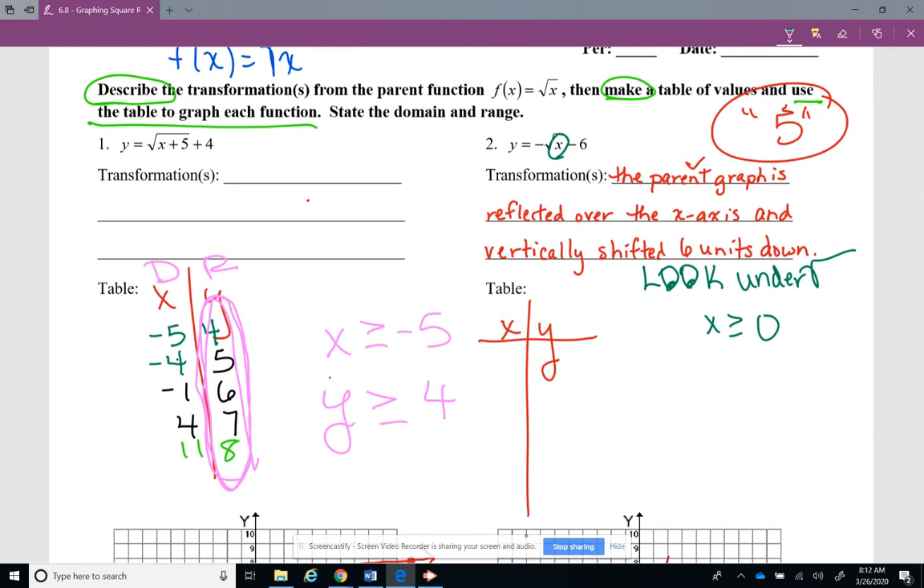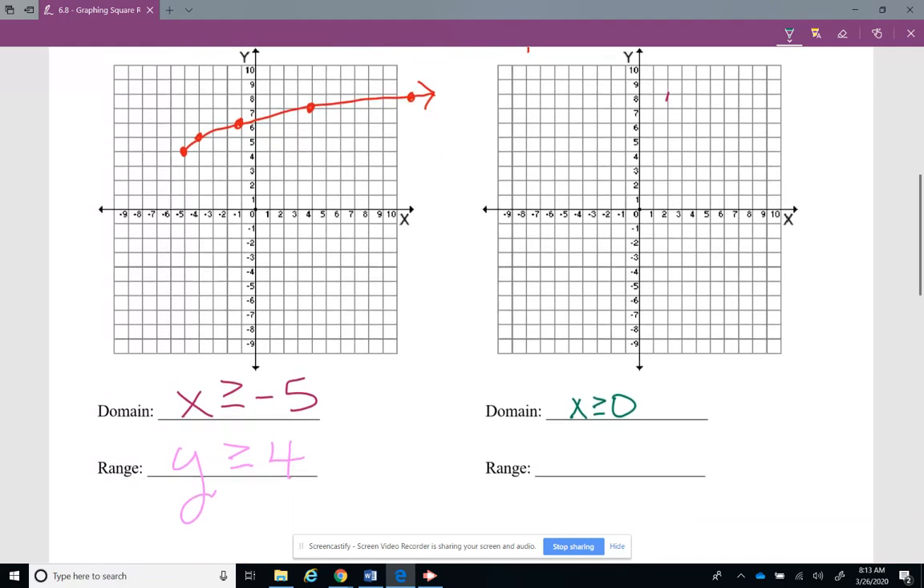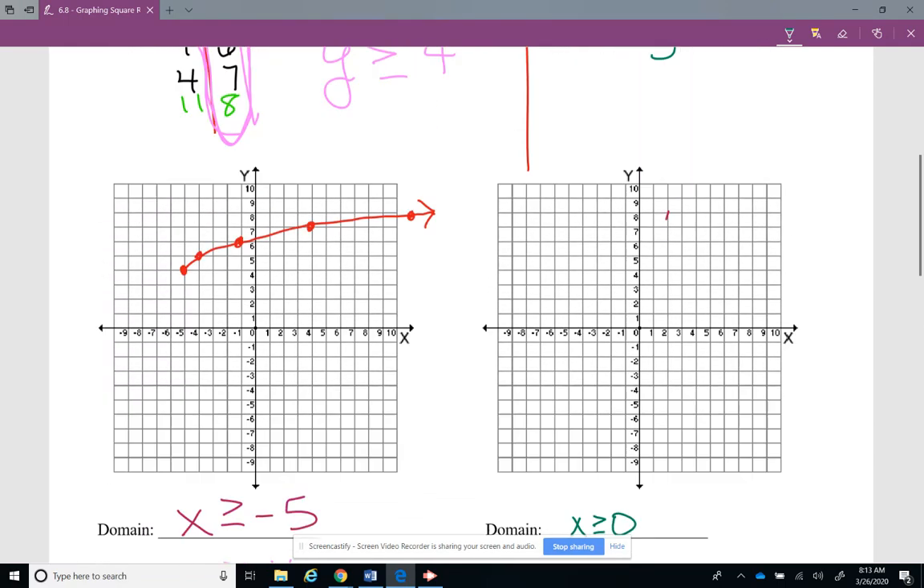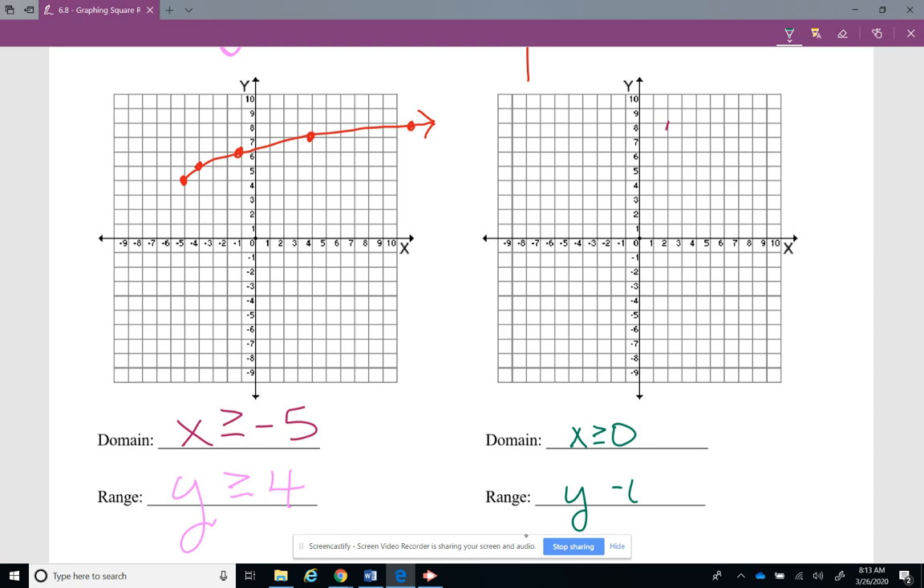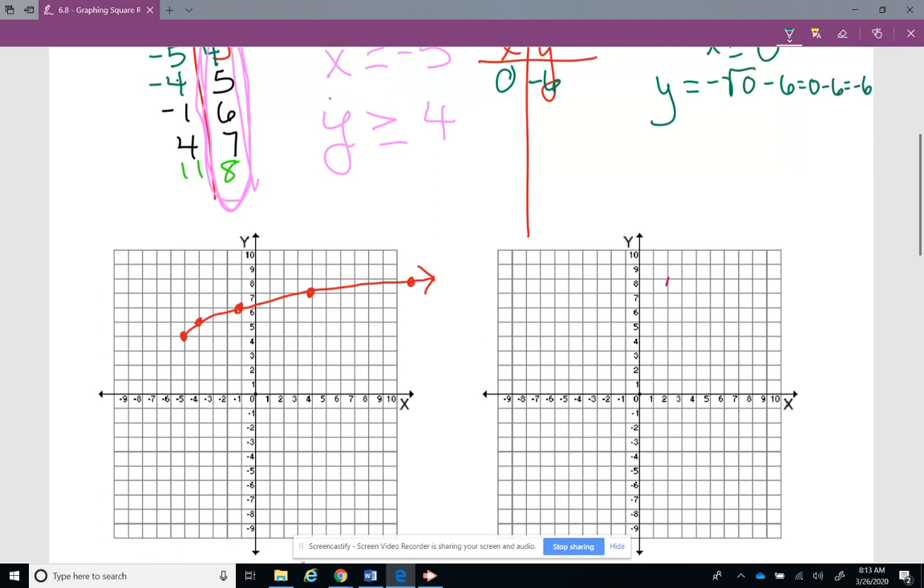Okay, so that's where we're going to start. We're going to plug 0 in. So y equals negative radical 0 minus 6. Well, we know the square root of 0 is 0, and there's no such thing as a negative 0. So this is really 0 minus 6, which is negative 6. So let's write that in our table. Now, that's going to be our range. So go down to the bottom and put y, and then put negative 6. Now we're going to figure out in a minute whether we're going to do greater than or equal to, or less than or equal to. I know we're going to do less than or equal to, but I'm going to show you why.